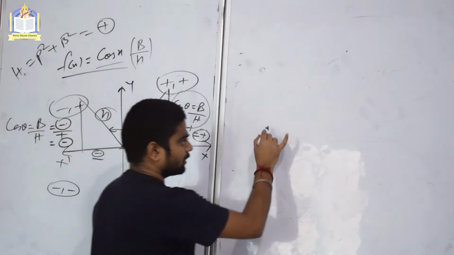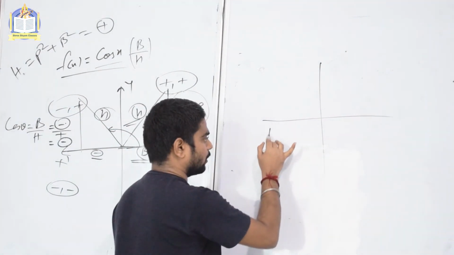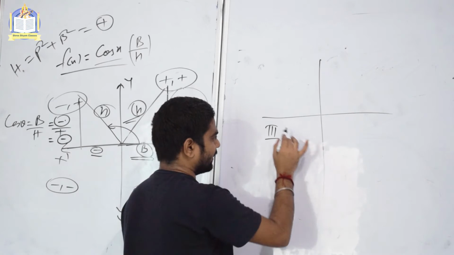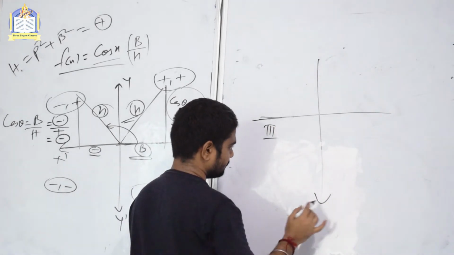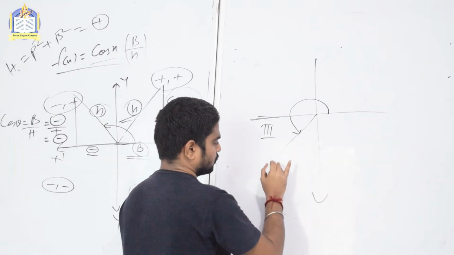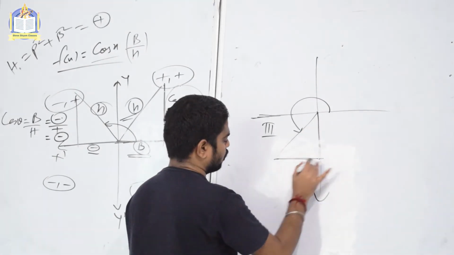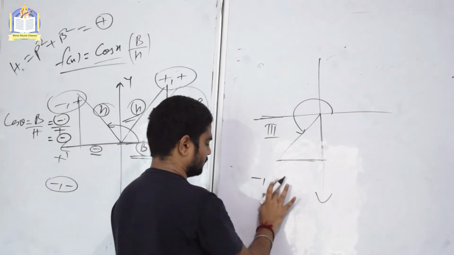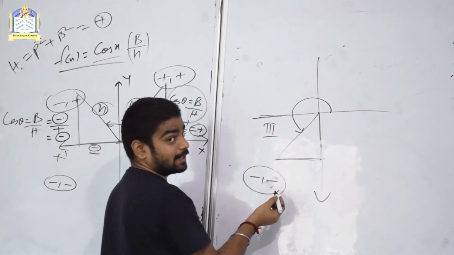Now let's discuss the third quadrant. Here we have the third quadrant, and this is the required angle. In the third quadrant, we know that both x and y are negative.